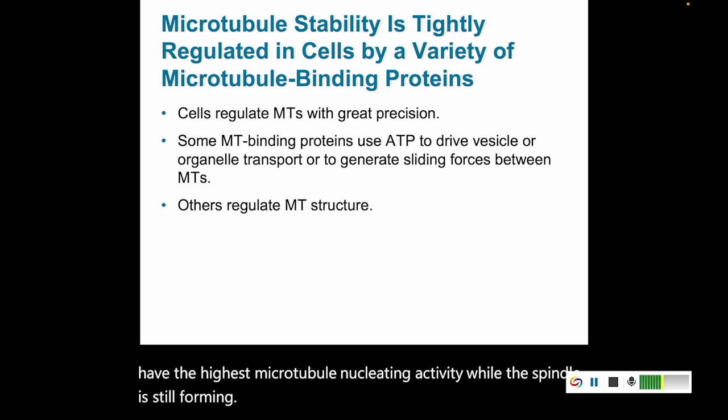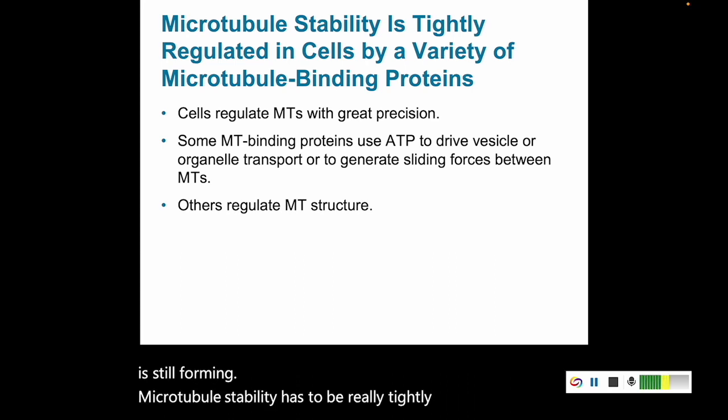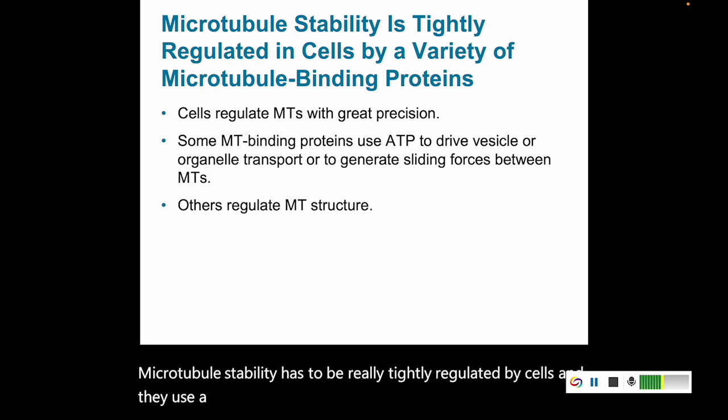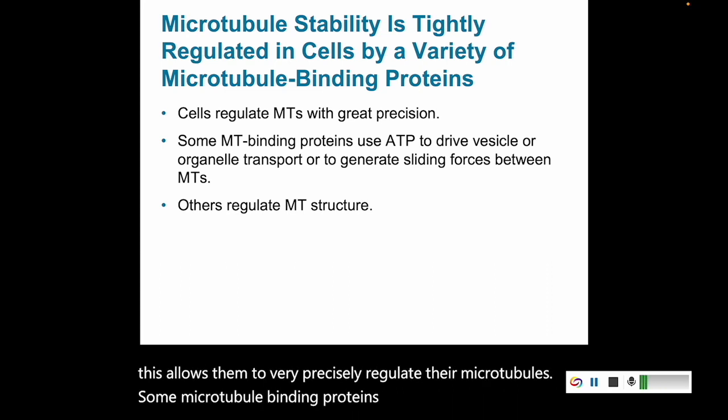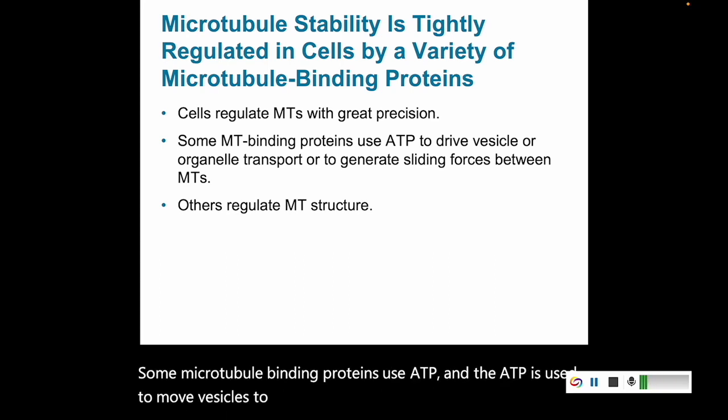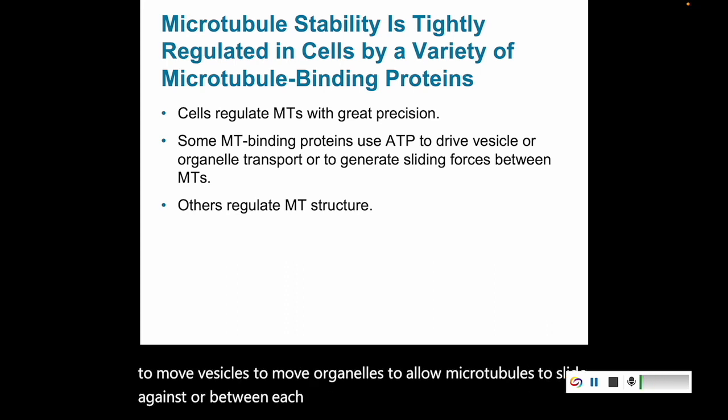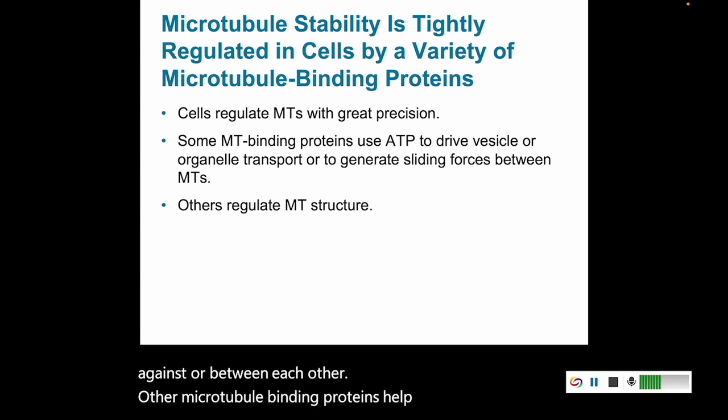Microtubule stability has to be really tightly regulated by cells, and they use several different microtubule binding proteins to do this. This allows them to very precisely regulate their microtubules. Some microtubule binding proteins use ATP, and the ATP is used to move vesicles, to move organelles, to allow microtubules to slide against or between each other. Other microtubule binding proteins help regulate the structure of the microtubules.